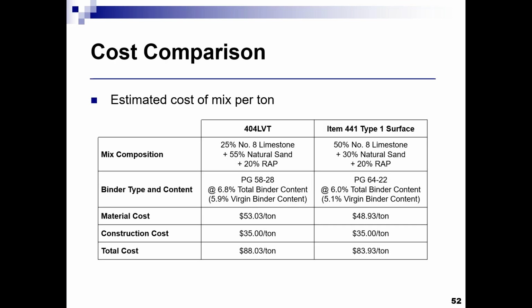Now, when you think of 404 LVT asphalt mixture, and you think of what type of aggregate is used in it, what type of asphalt binder is used in it, how much asphalt binder you're going to be putting in it, the first thing that you're going to be concerned about is that this mix has a lot of asphalt binder in it. So it will probably be more expensive than a type 1 surface asphalt mixture. And that's actually correct. If you get a quote for a 404 LVT asphalt mixture, it will tend to be more expensive than a type 1 surface asphalt mixture.